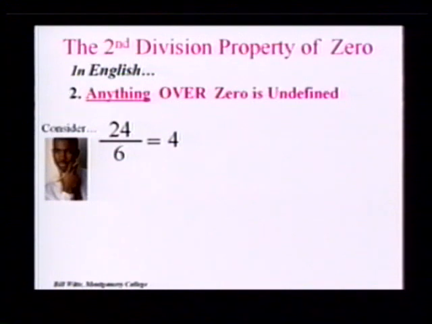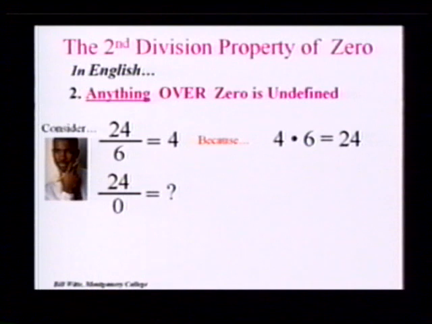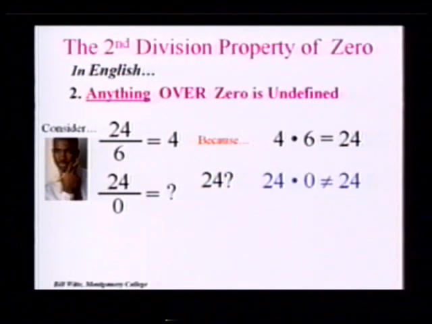We know 24 divided by 6 is 4 because, let's work backwards, 4 times 6 is 24. Same thing we did before. But 24 over 0, what could that be? What's an educated guess? Well, it can't be 24, because 24 times 0 doesn't equal 24.